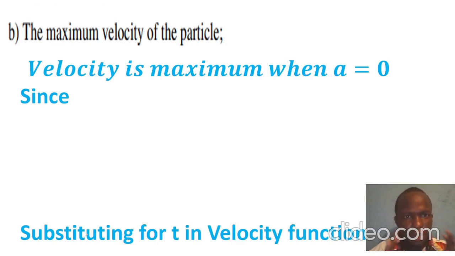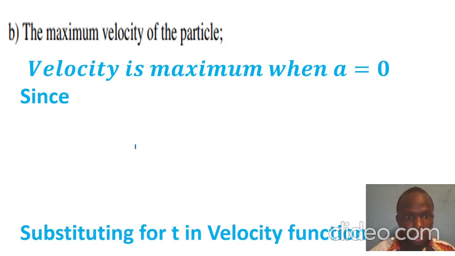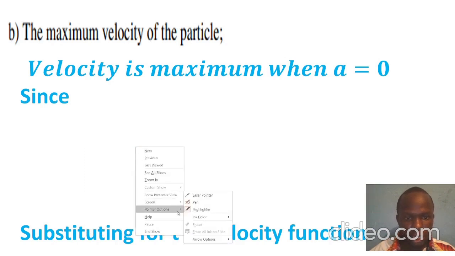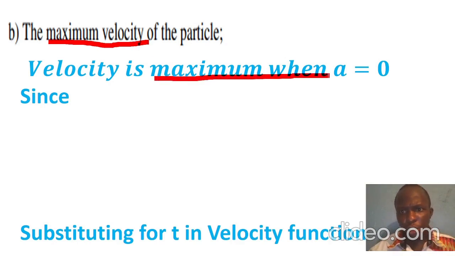Find the maximum velocity of the particle. Let me use a highlighter here, and let me use the color red, which is normally very loud. Find the maximum velocity. Maximum velocity is when acceleration is equal to 0. When acceleration is equal to 0, then we say the velocity is maximum.